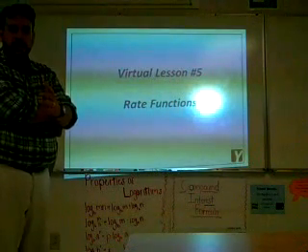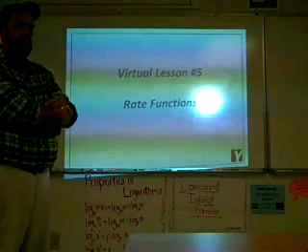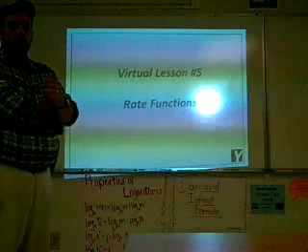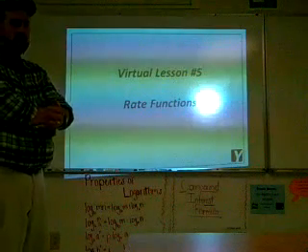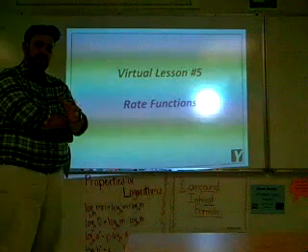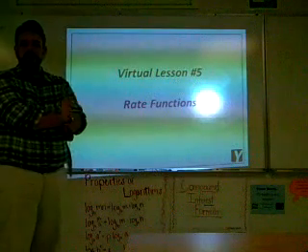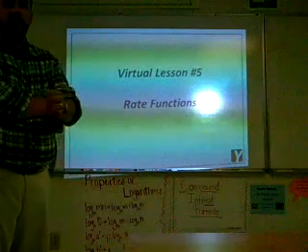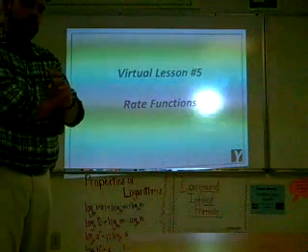Physics problems are examples of rate functions. You look at velocity. Velocity is a rate. It's a measure of how your position changes over time. We look at containers filling up. They're filling up with water. The water is entering the container. The units are gallons per hour, or maybe it's cubic feet per minute.